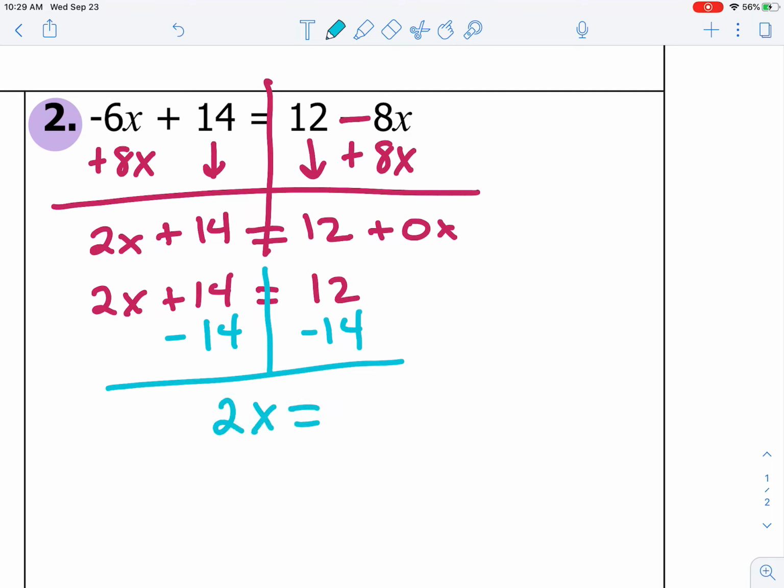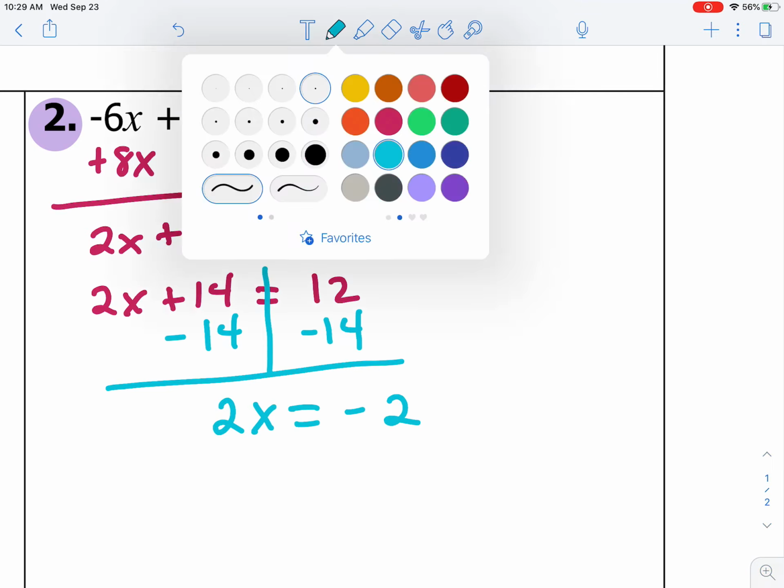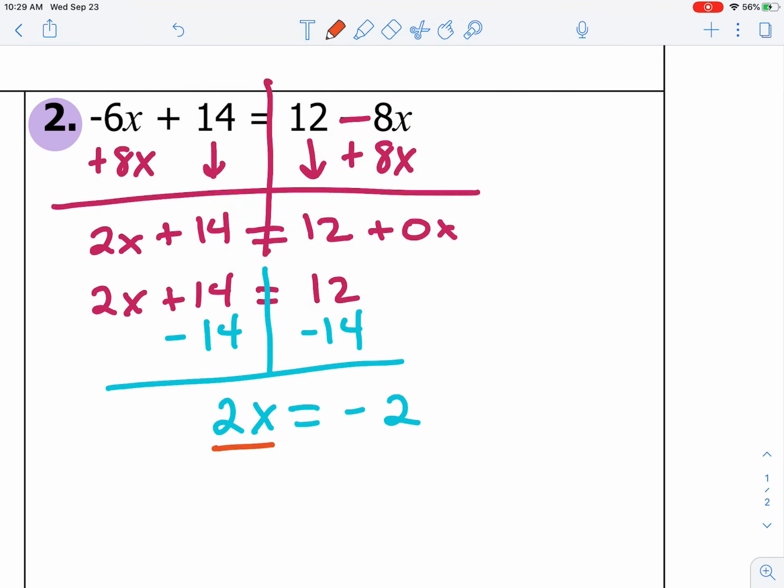2x equals 12 minus 14 is negative 2. Our last step is to divide by 2. So x is negative 1.